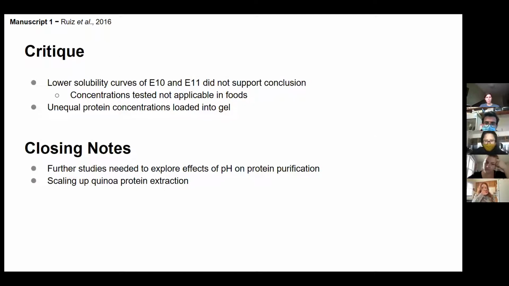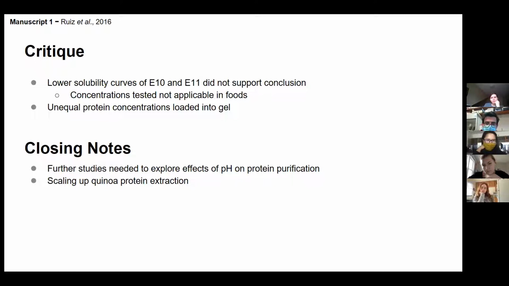But my critique to that, especially for their findings on E10 and 11, the lower solubility curves didn't seem to support that conclusion, because for E10 and 11, we see a lower solubility there. And then the concentrations that they used, which was 1% protein solution, is not applicable in foods. It doesn't reflect reality. And for the SDS-PAGE, they used unequal protein concentrations, which didn't make for a fair treatment and a fair comparison of the protein bands.